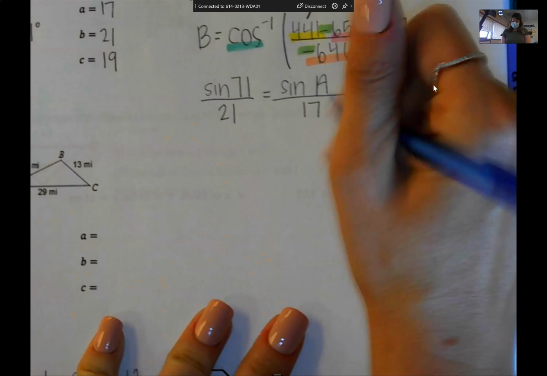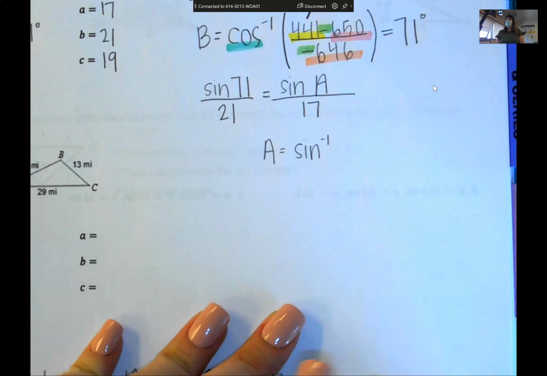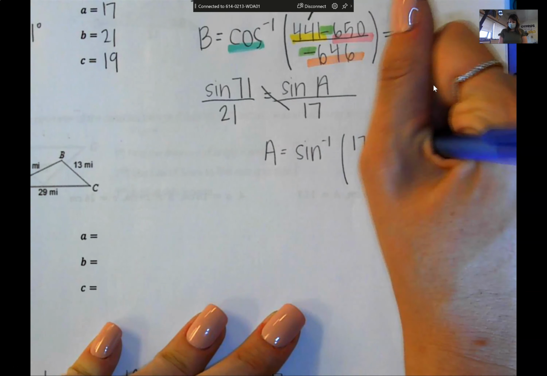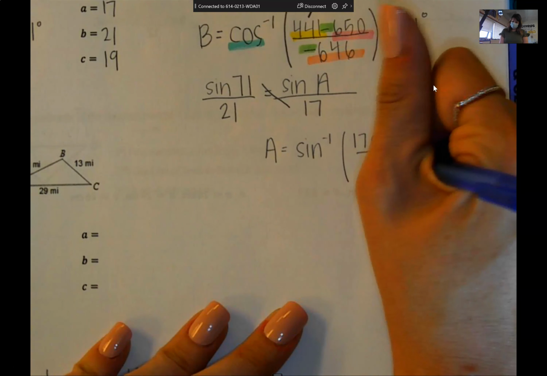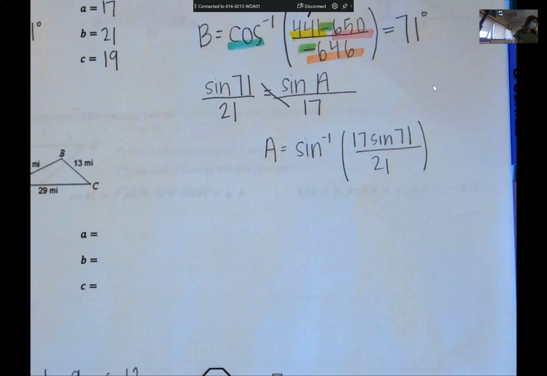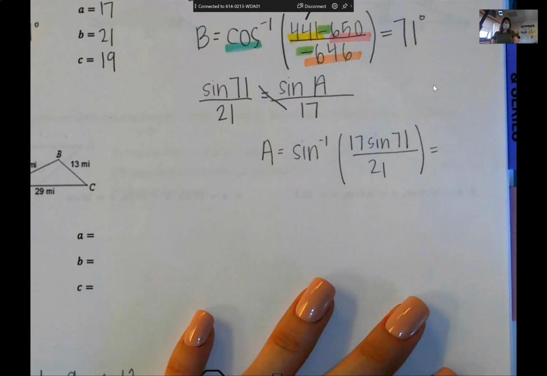So if I want to find A, I'm plugging in sine inverse of 17 sine 71 over 21. We round to the nearest whole. What are you guys getting? I haven't plugged it in, so one of you is going to need to plug it in.